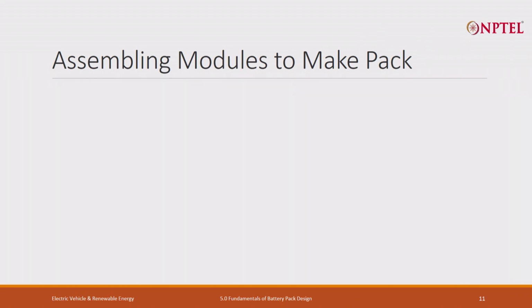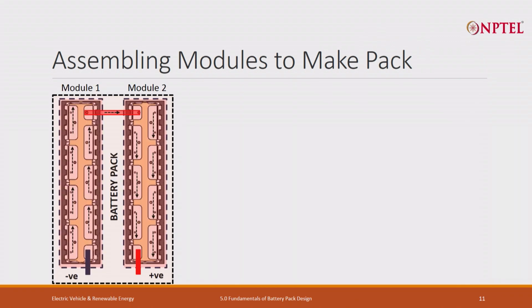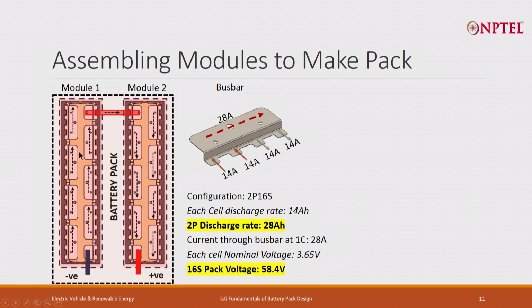Now, assembling modules to make a pack. What we have done is that we have made 2 modules. Now, we assemble both the modules in series to get the required capacity of voltage as well as current. Once we have made these modules, the bus bar is attached. So, each cell, now it is a 2P configuration, 2P16S configuration.